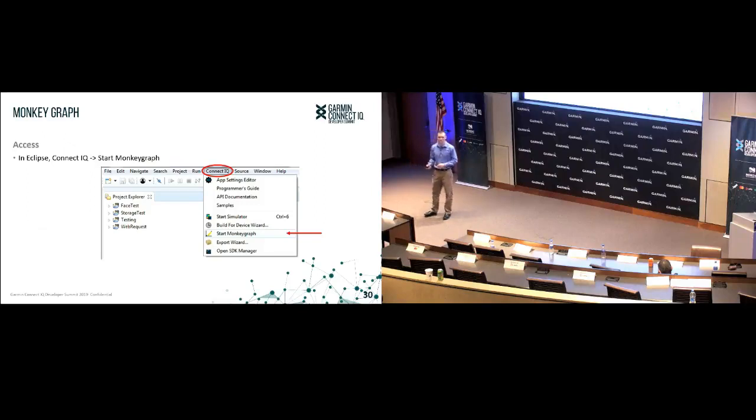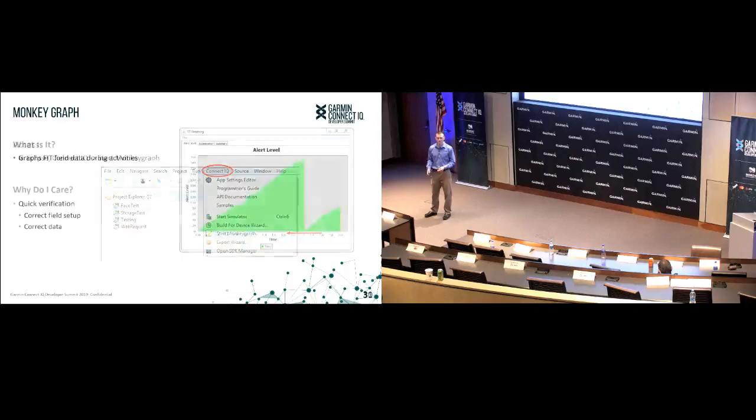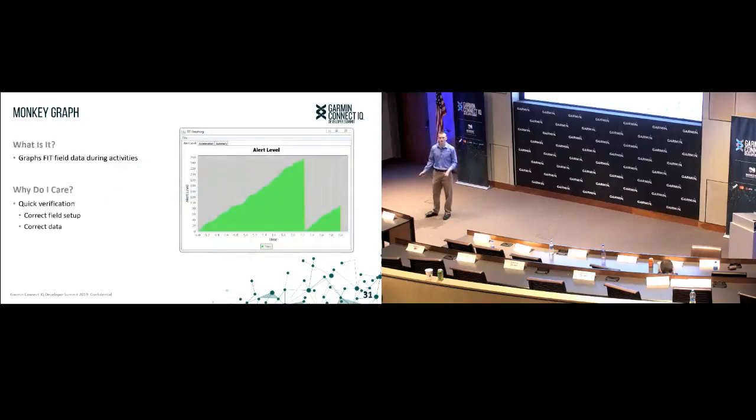All right, so moving along, the next main tool is Monkey Graph. This has been there since ConnectIQ 2. You can access it through Eclipse, and it's a really simple tool that graphs all your fit field data. It helps you find bugs there. Make sure your fit fields are set up properly, that you're logging data correctly, and that the data you actually see is the correct data you expect. So you can verify your fit fields are working completely fine before you release your app.